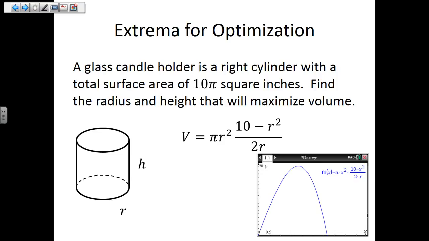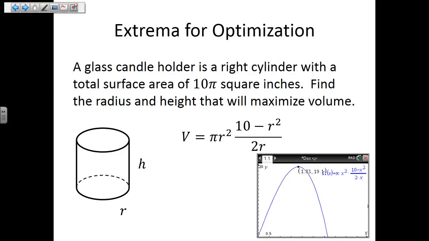Looking at the graph, we've got this great maximum right there, but where the heck is it? So I go through my maximizing procedure on my calculator, and I find that point is 1.83 comma 19.1.